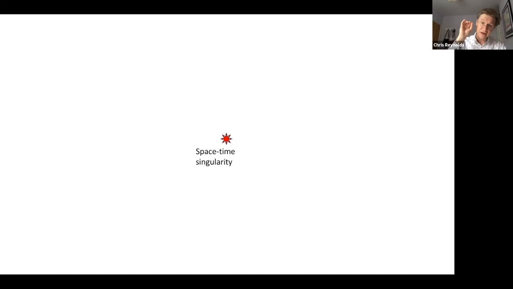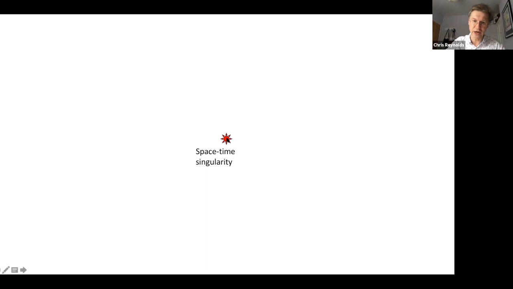So what I'm going to be describing right here is the very classical theory of black holes that dates back to Einstein, and is going to form the foundation of the problem we'll be talking about in all of these sessions. So you have this region that collapses down to a point. We call that point a space-time singularity, which is a fancy way of saying our equations break at that point.